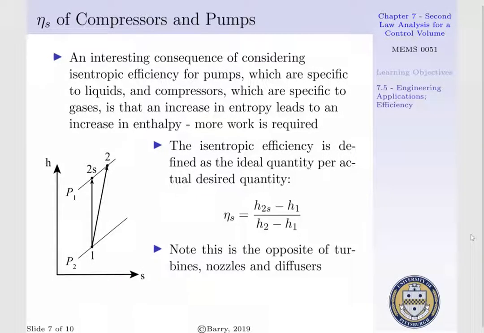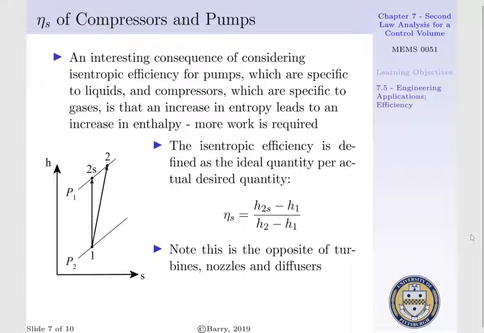The isentropic efficiency is defined as the ideal quantity per the actual quantity. That is, the isentropic efficiency of a compressor or pump is h2s minus h1 per h2 minus h1. We note that h2s minus h1 is the ideal work into the system. This is going to be the minimum amount of work to go from state 1 to state 2s.